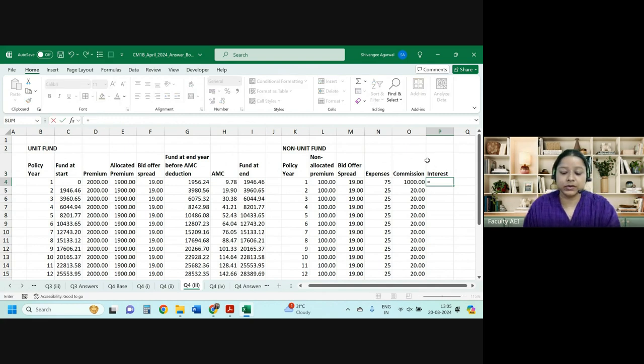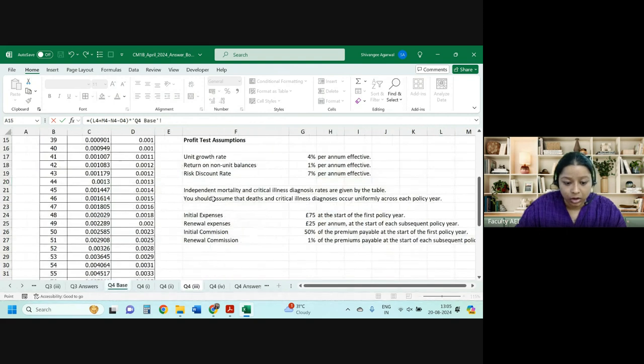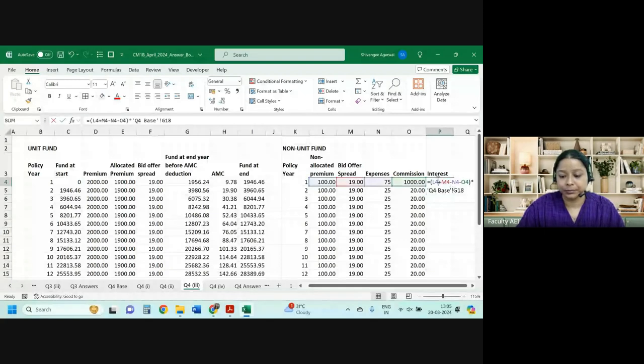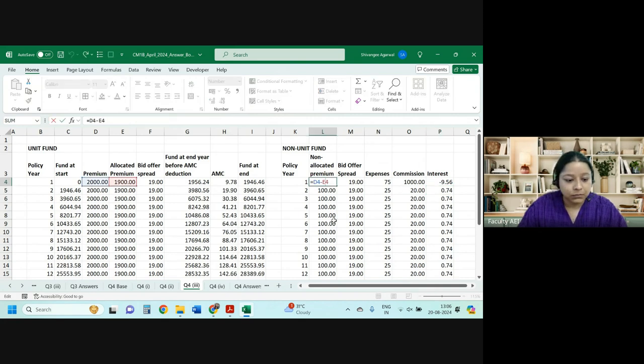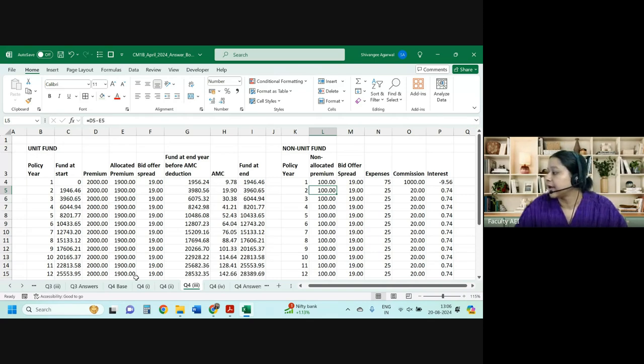Interest, now these obviously we'll have to do. Premium, so do we add over here? Yes, we add bid offer spread because we're subtracting it from here, so it's our expense. Our income minus expenses minus commission, multiplied by the non-unit fund, this 1%. Make this 1% absolute and drag. Okay, this is the interest. I don't know why I'm not getting the same answer. Okay, it's fine.